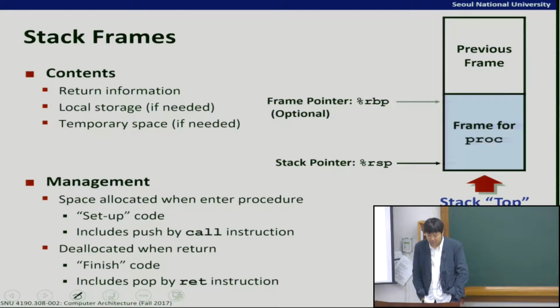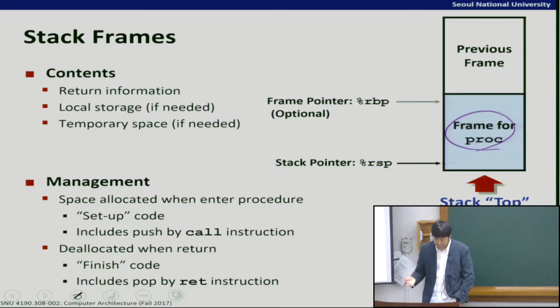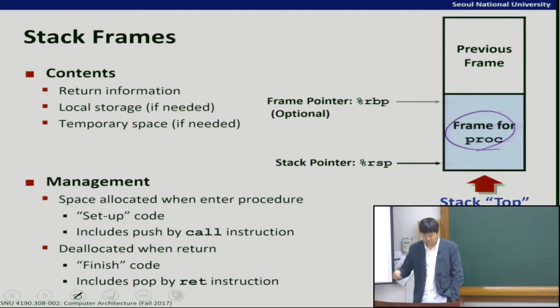So this is what the stack frame looks like. This is the previous frame, and this one is a new frame for the function being executed, the instantiation being executed. This frame holds data such as return information, what's the return address for this function, and local storage to store local variables, and temporary space. I'm going to explain more about what that temporary space is.